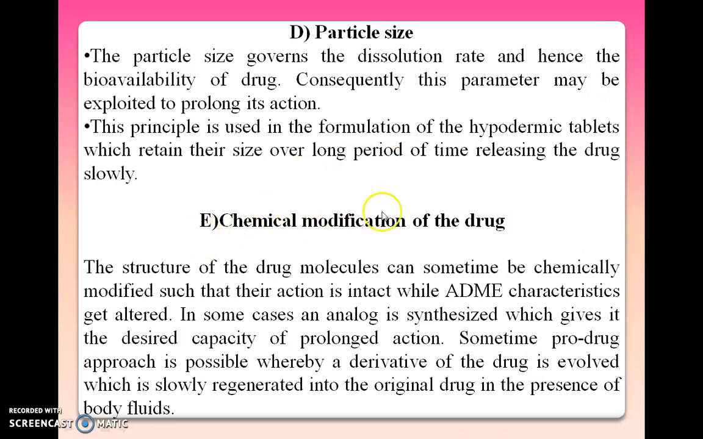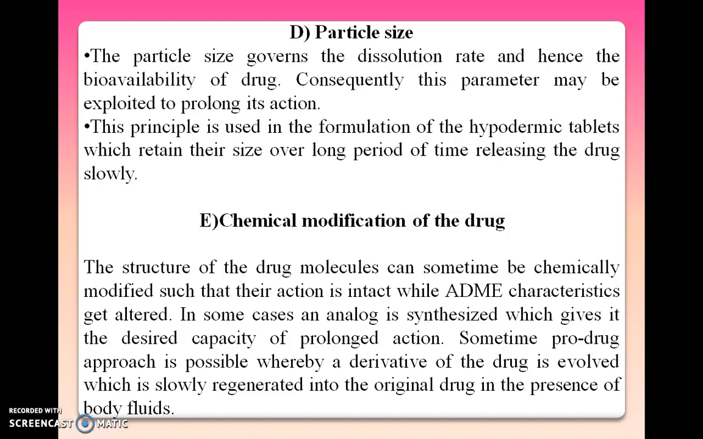Fifth one is chemical modification of the drug. The structure of the drug molecule can sometimes be chemically modified such that its action is intact while ADME characteristics, that is pharmacokinetics, get altered. In some cases, an analog is synthesized which gives the desired capacity of prolonged action. Sometimes a prodrug approach is possible, whereby a derivative of the drug is evolved which is slowly regenerated into the original drug in the presence of body fluids.